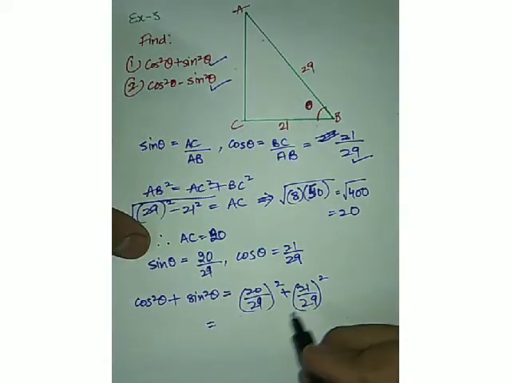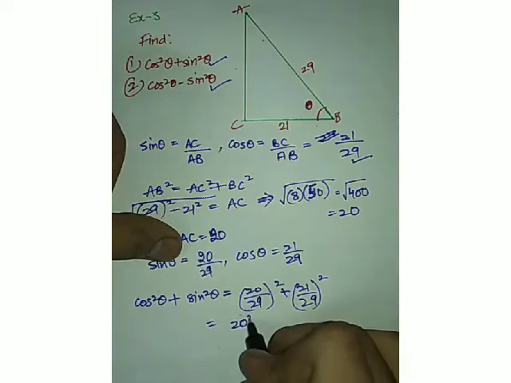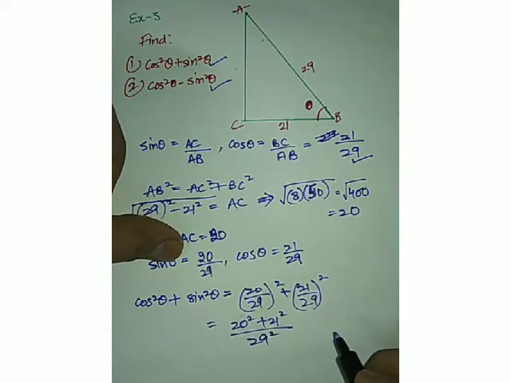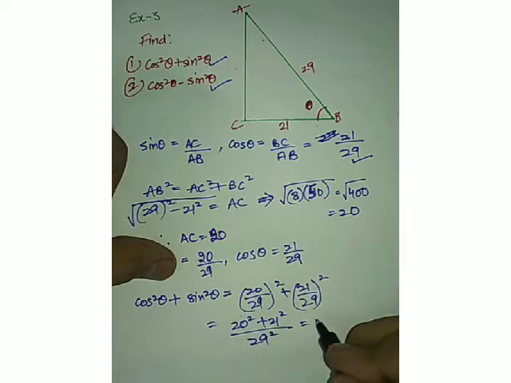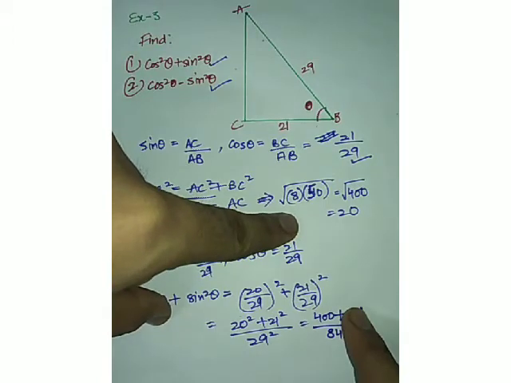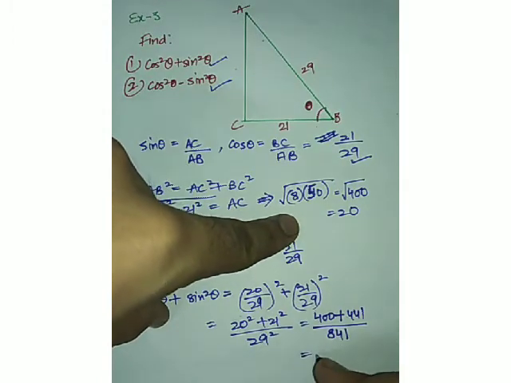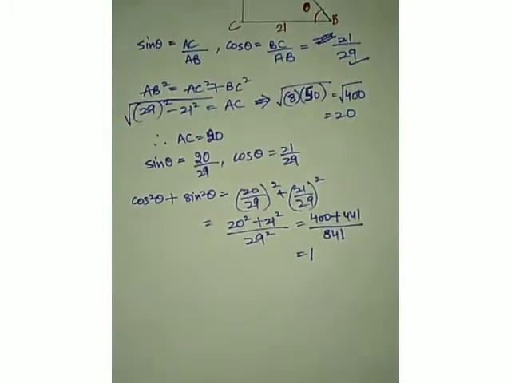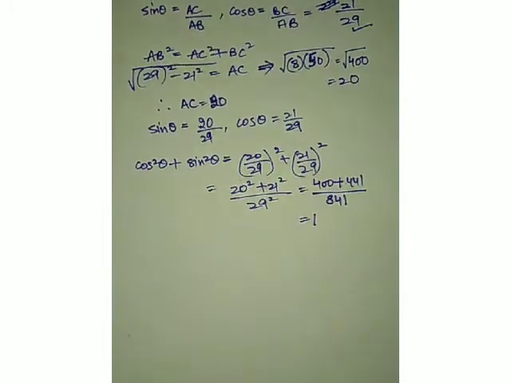Alright, now the denominator is the same, so you can simply add it. It means 20 square plus 21 square upon 29 square. 20 square is 400, 21 square is 441, 29 square is 841. 441 plus 400 is 841. 841 upon 841 is equal to 1. So we have found that the value of cos square theta plus sine square theta is equal to 1 only.